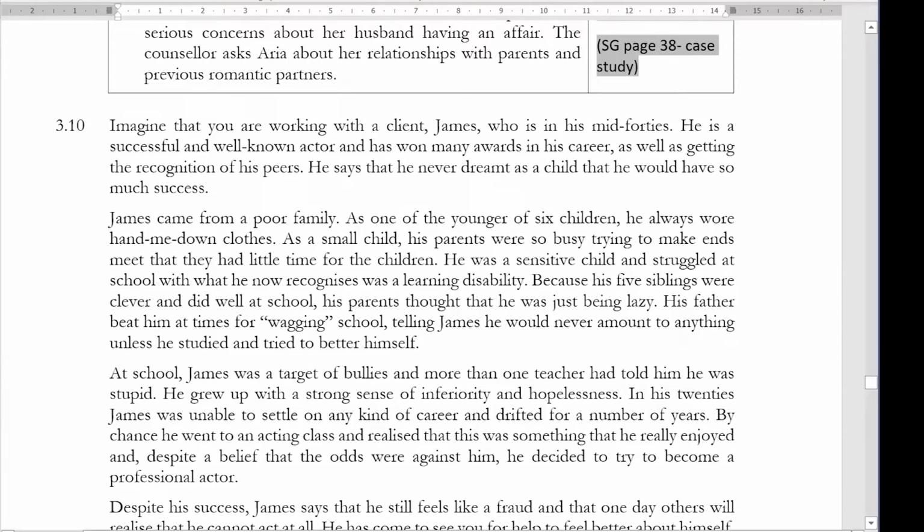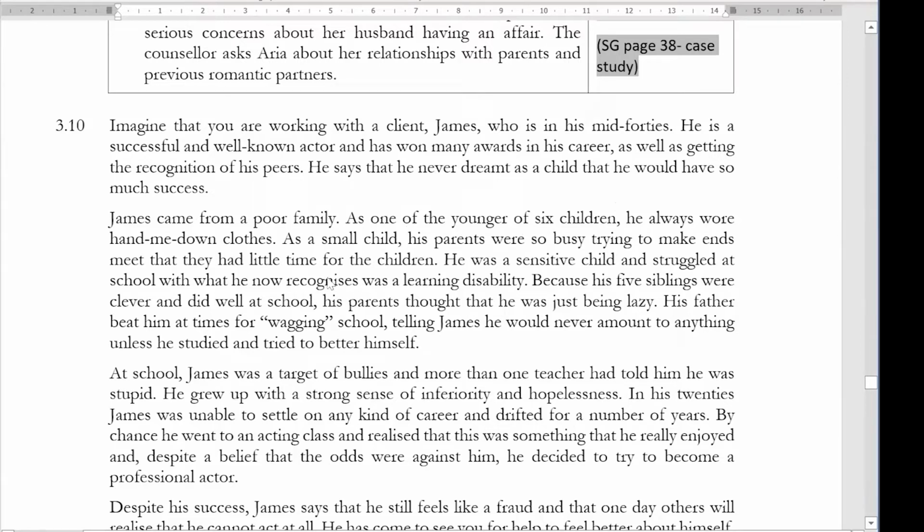Do you want to read, Suchia? Read out loud? Yes. Imagine that you are working with a client, James, who is in his mid-40s. 40 should have one more U, is it? In British English. Oh. Yes. He is a successful and well-known actor and has won many awards in his career, as well as getting the recognition of his peers. He says that he never dreamt as a child that he would have so much success.